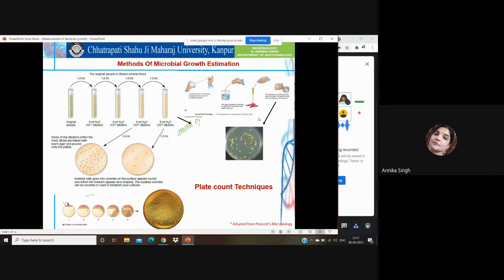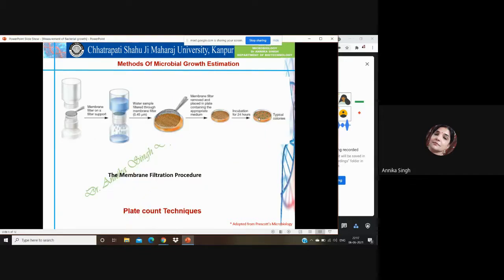So we are talking about the MPN. The MPN method is generally employed when a selective medium can be employed that supports the growth of a specific type of microbe. So the next method is the indirect method.